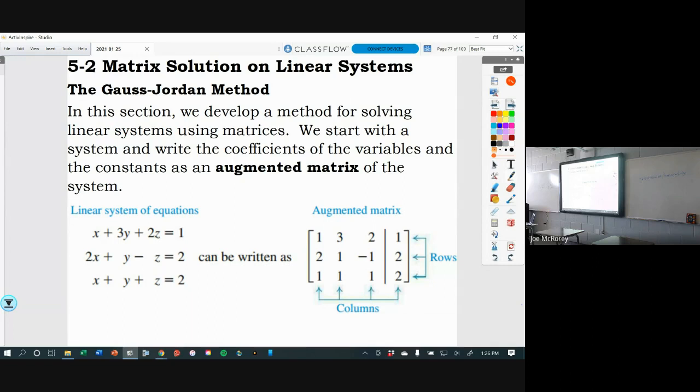In this section, we'll develop a method for solving linear systems using matrices. We start with the system and write the coefficients of the variables and the constants as an augmented matrix of the system. Remember, an augmented matrix is just two matrices put together. Okay? So in this case, I have my variable matrix, which is a 3 by 3. Here are my variables on the left side. Okay, that's a 3 by 3 matrix. On the other side of the equal sign, I have my constants. So I have a constant matrix. When you take the variable matrix and put it together with the constant matrix, it's now augmented because it's two matrices put together.